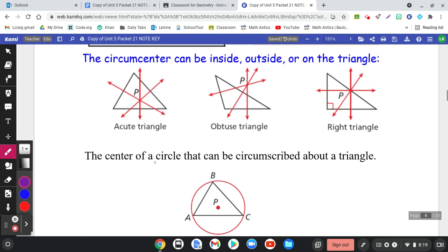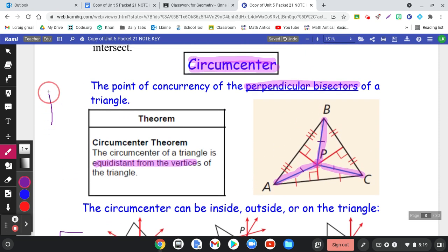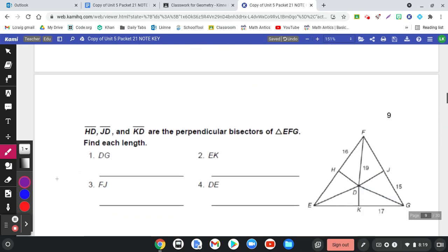Now, sometimes it's inside the triangle, sometimes it's outside the triangle, and sometimes it's right on the triangle, depending on the type. And it gets its name because it's the center of a circle that's circumscribed or drawn around a triangle. These things you do not need to memorize, but you do need to make sure you're good to go with this. All right, so let's see what this looks like.